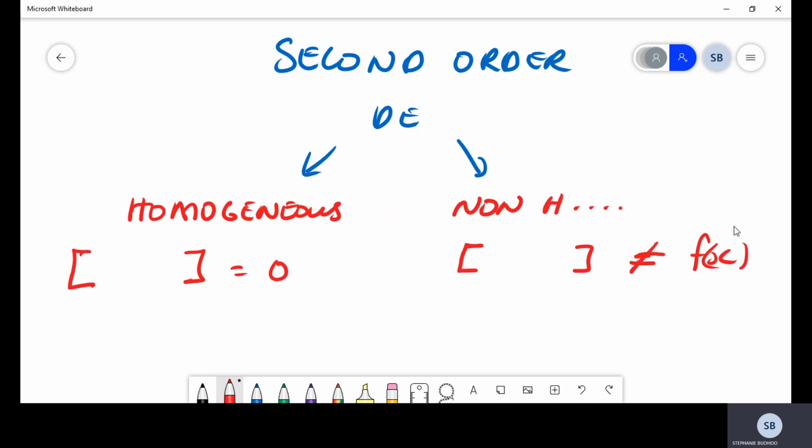And there are special features that need to be applied when solving these equations. The general solution includes something called a particular integral, as well as a complementary function. So we'll be looking into those types as well throughout these videos.